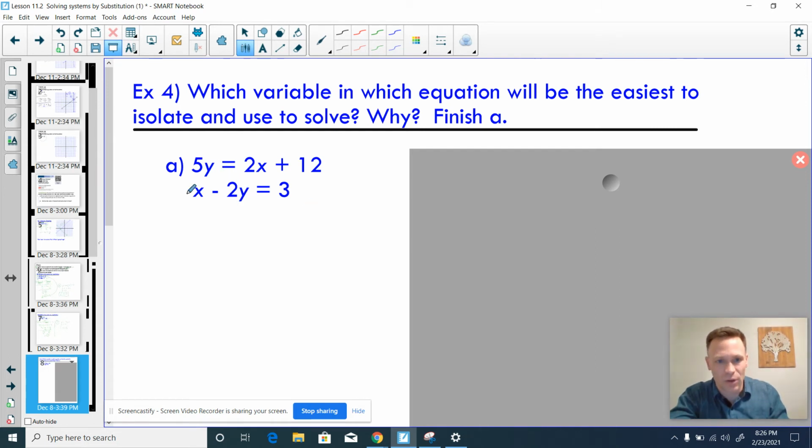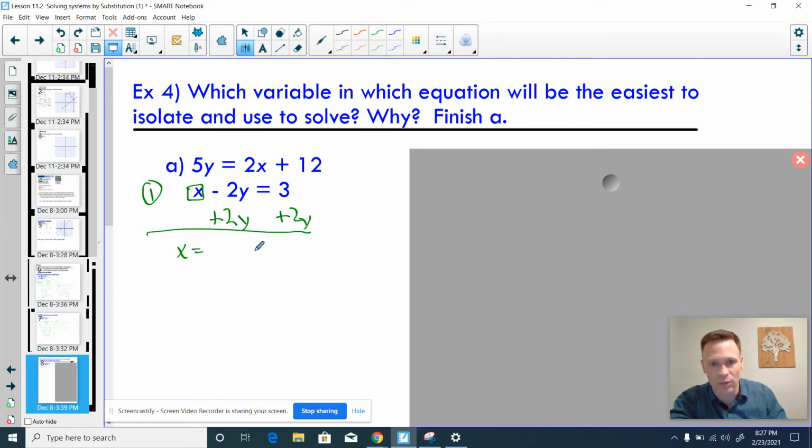If you ever notice a variable all by itself, that's the one you want to solve for, okay? So I notice that x is all by itself, and I'm going to solve for that because when I do that, all I will have to do, I'll label this step 1 right away, is add 2y to the other side. So I'll end up with x is equal to 2y plus 3, and that looks a lot nicer than the 2/5 and the 12/5 or whatever we had before, okay?